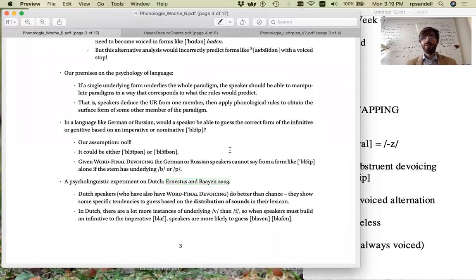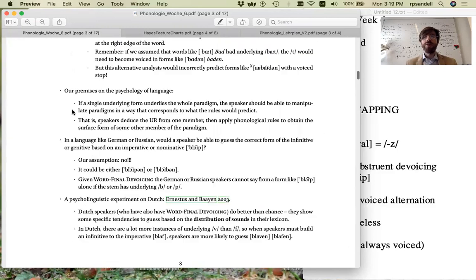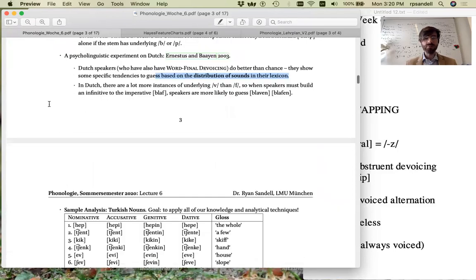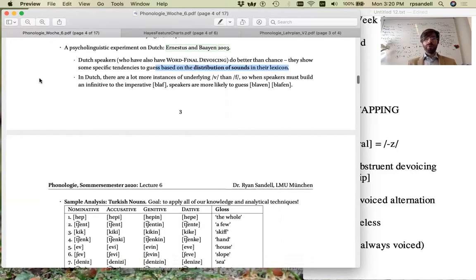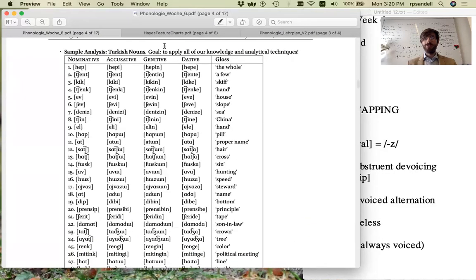It's only in the case where they have to derive the form which allows for contrast between the obstruents, as in infinitive, from a form which neutralizes the contrast between obstruents, where there's some amount of uncertainty, and the speakers seem to rely on statistics, lexical statistics, about what the most common patterns are in order to try to make educated guesses. So when we come back, we'll begin trying to apply all of our knowledge and analytical techniques to a large set of Turkish data.